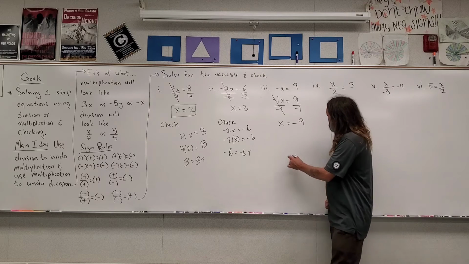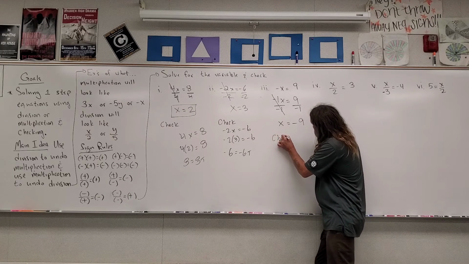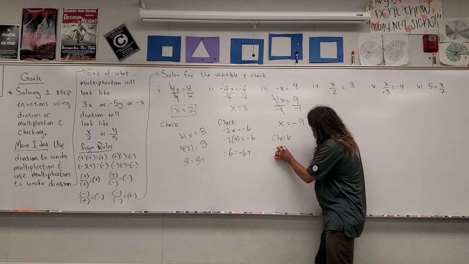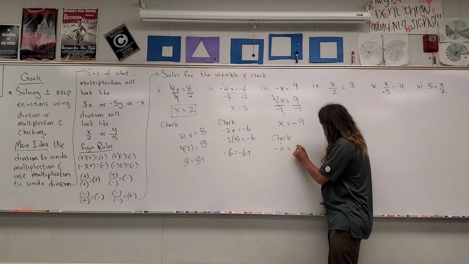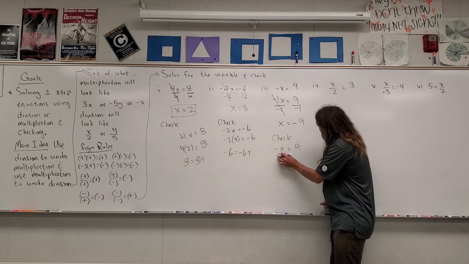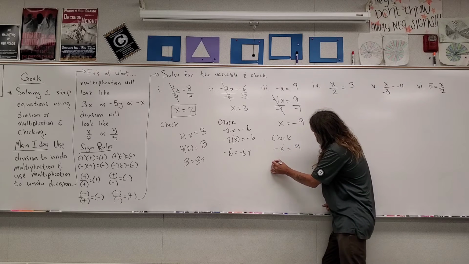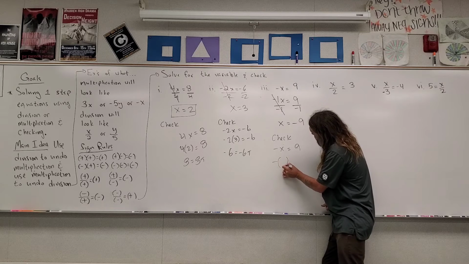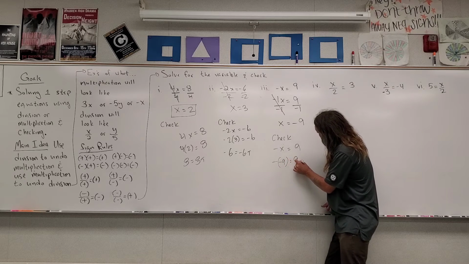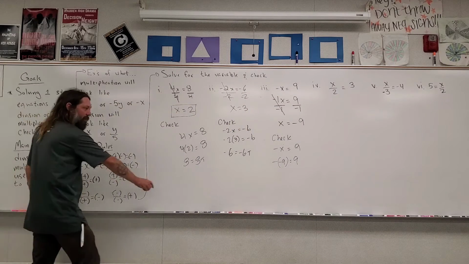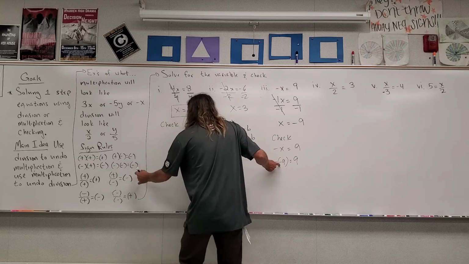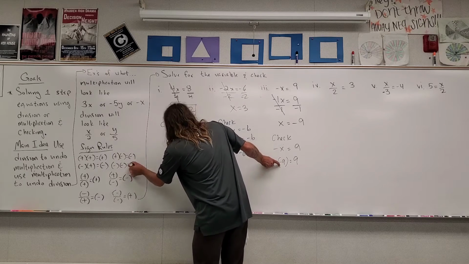So again, I'm going to write my original equation. I have negative x equals positive 9. Again, I replace the x with a parenthesis, so it becomes negative, and I'm going to put a -9 in there, and that equals 9. Now again, I have a negative and a negative, and I know that a negative times a negative is a positive.